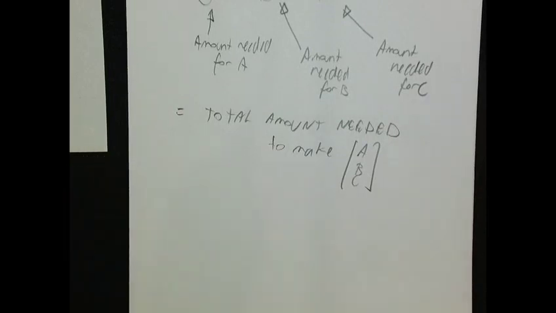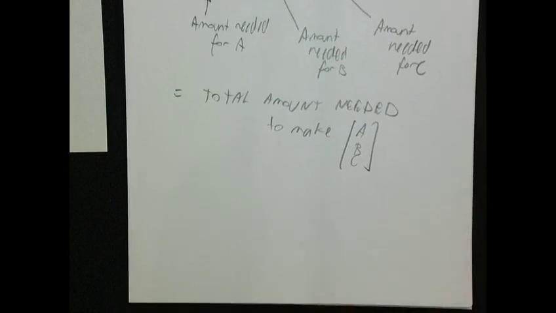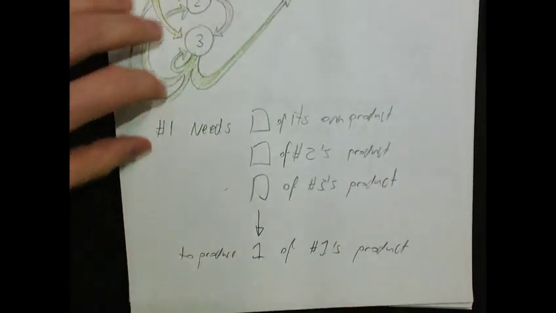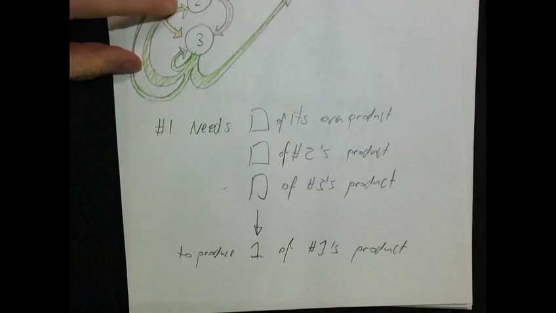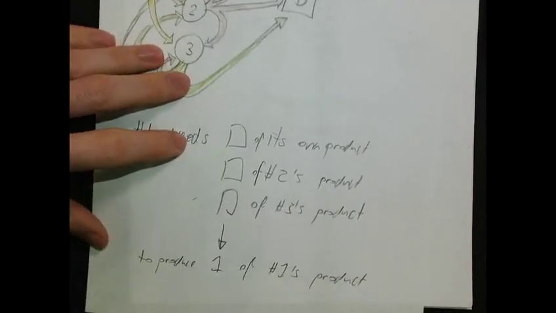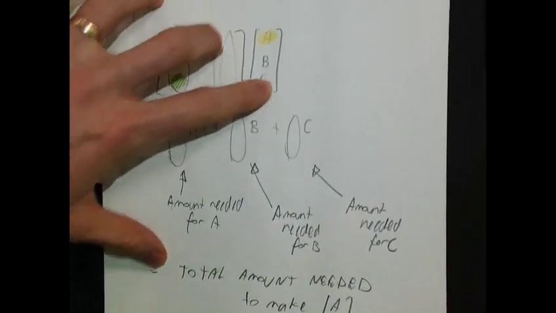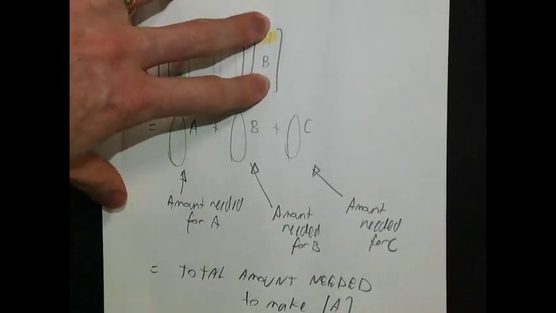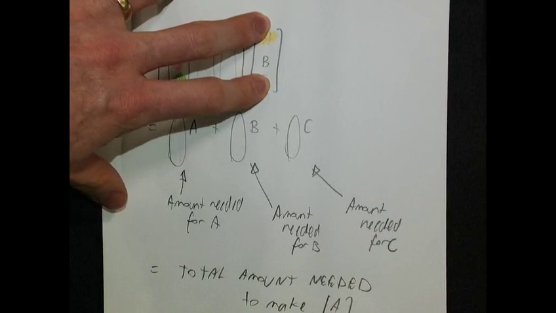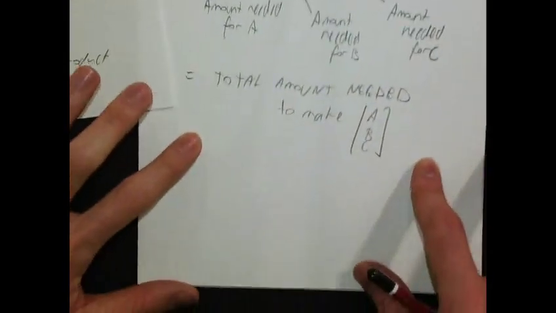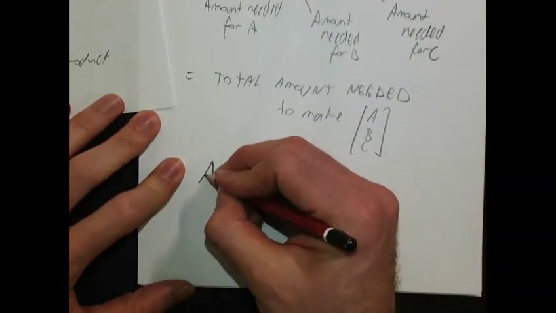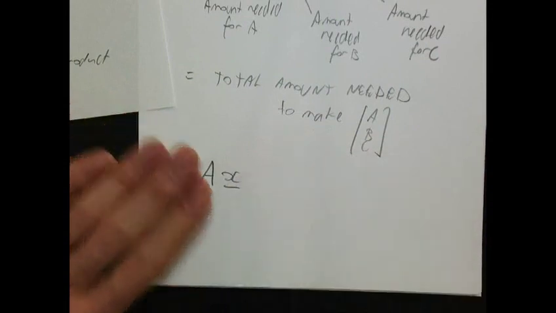So, when we look at one of these models, we go, okay, so the total amount that we actually need to produce these outwards coming arrows is this matrix times the amount of stuff that actually comes out in total. So we can say the total amount needed to produce X is A times X.